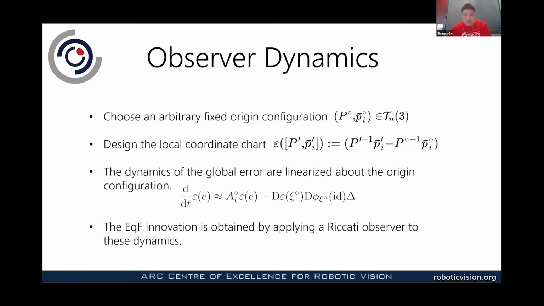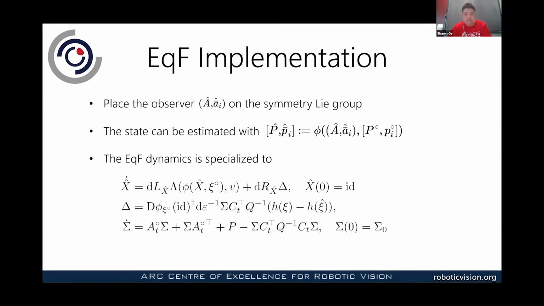So if we want a filter for this system, we simply choose to apply a Riccati observer, and it gives these dynamics of the EQF. So we place the observer on the Lie group. In the first equation, our observer dynamics are entirely defined on the group. X hat, which is our observer state, is a group element. And what you see here is first a part involving lambda, which is just copying the dynamics on the SLAM manifold.